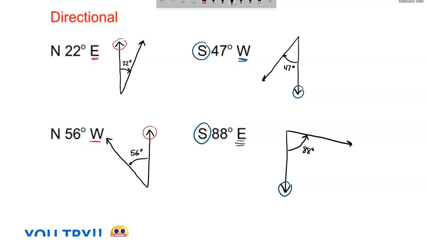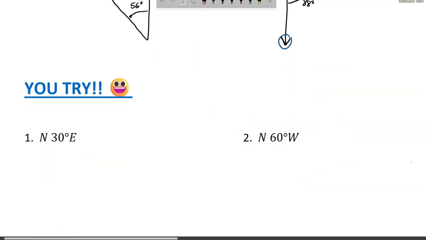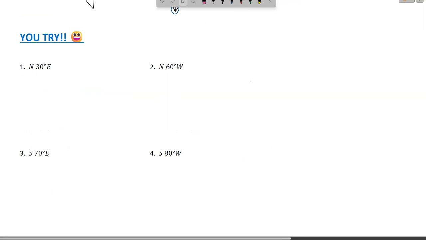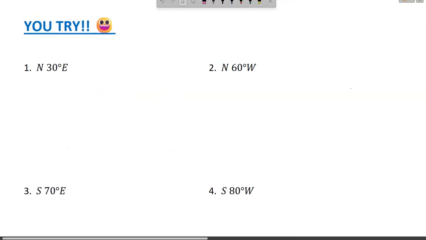And that's bearing. That's what we need to know for bearing. And we will take this information now and use it in some new context in the next couple lessons. Here are some examples for you now to go ahead and try. These are 4 additional directional bearings. Feel free to try these out and check in with your teacher when you are finished.